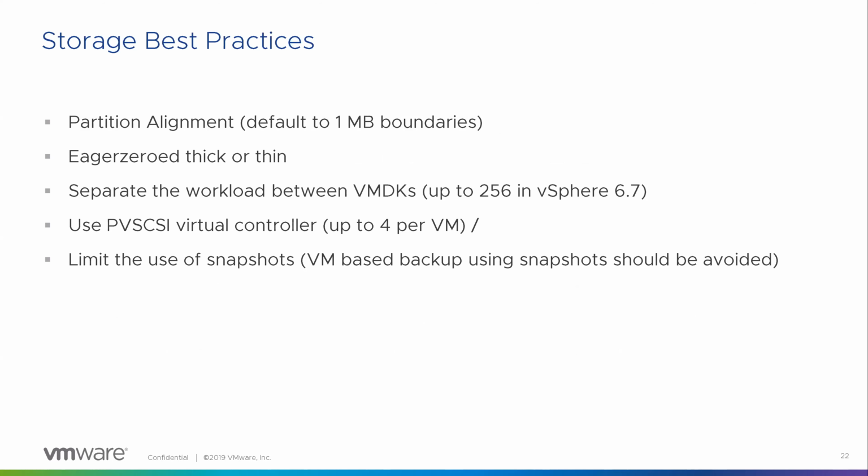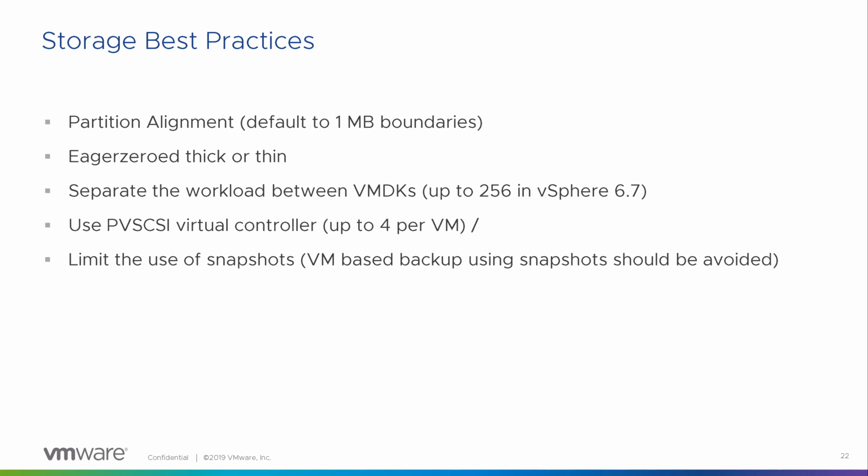Shifting gears from vSAN over to storage best practices. Partition alignment is very critical. Whether the partition alignment happens at an ESXi level or at a guest operating system level, this is of utmost importance, because if you don't have partition alignment, one physical IO will transcend as multiple physical IOs, whether it's read or write. So we want to make sure the partition alignment is done.